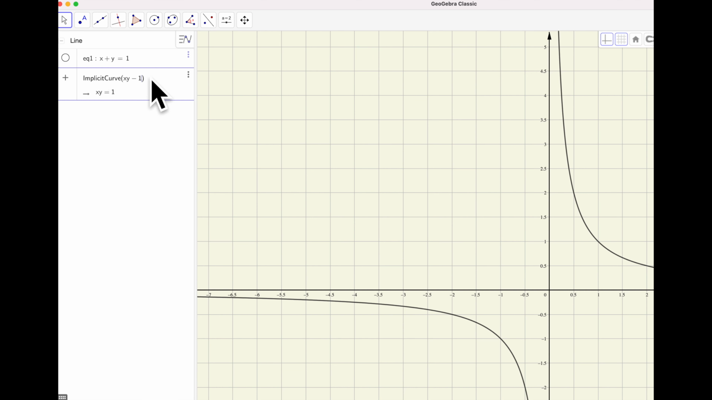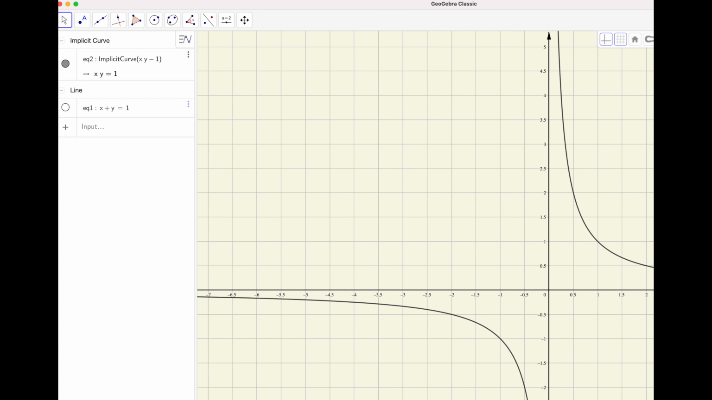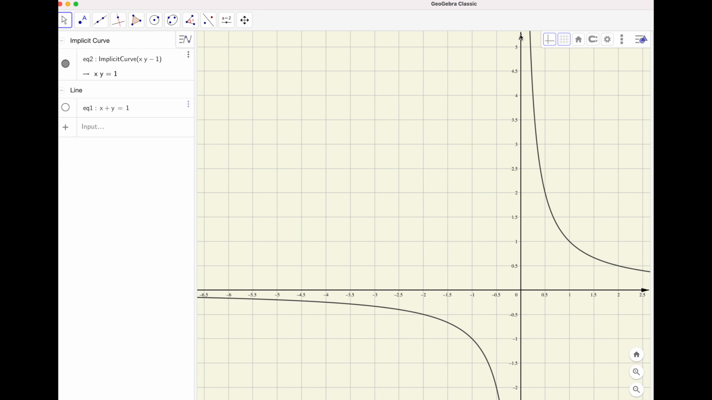So there are some tools, implicit curve. I remember this should be this instruction. Now you see, in GeoGebra we did this, and this is not a straight line. The curve consists of two parts, but it is not a straight line.